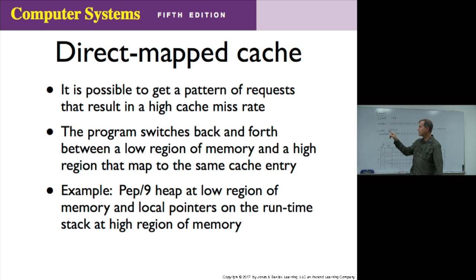So it is possible to get a pattern of requests that result in a high cache miss rate. The program switches back and forth between a low region of memory and a high region of memory that map to the same cache entry. And you know, here's an example of pointers and things like that in the PEP9.